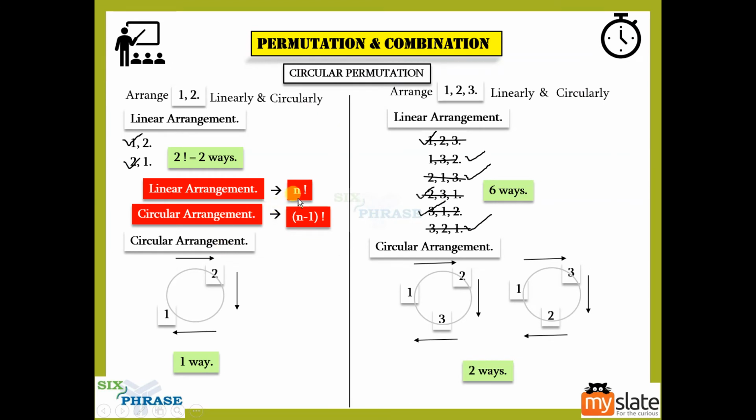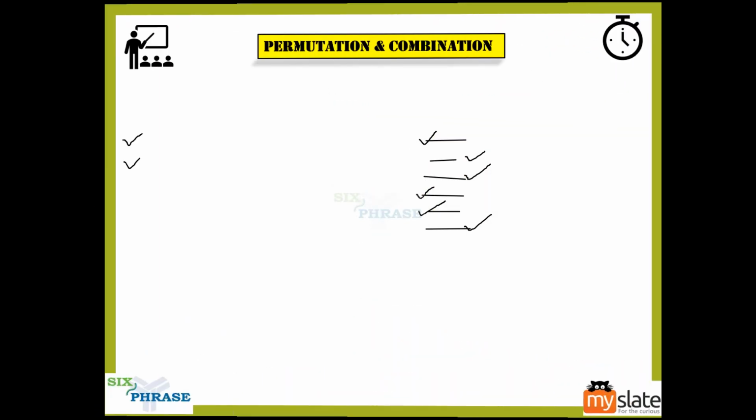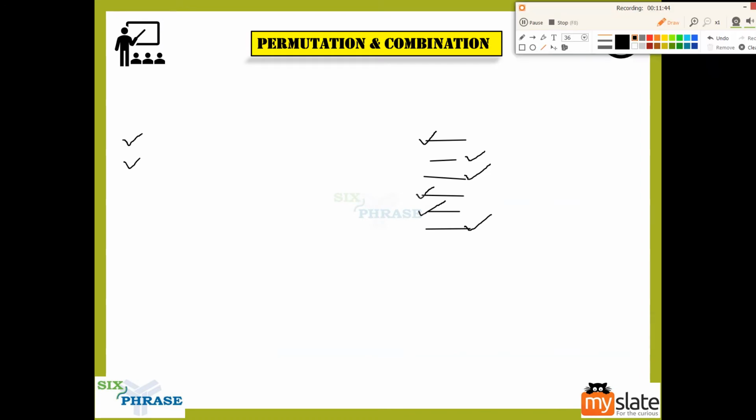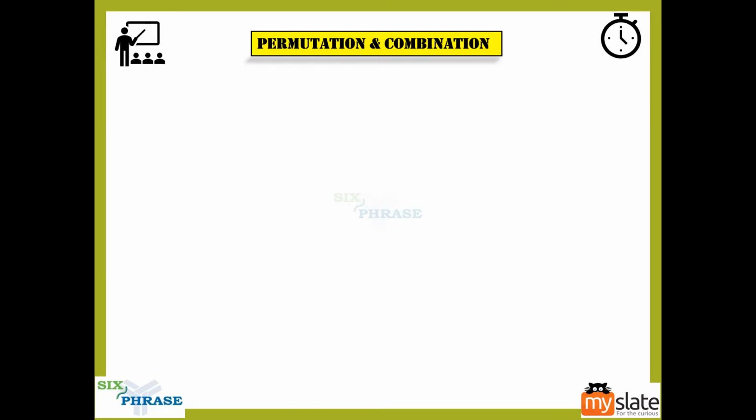So in general, linear arrangement, if it is 3 factorial, right? This is 2 factorial. Similarly, this is 2 factorial, this is 1 factorial. Okay, so in general, if linear arrangement takes n factorial, circular arrangement will take n minus 1 factorial. Right, we are going to find 1 2 3 4 for this linearly and circularly, guys.